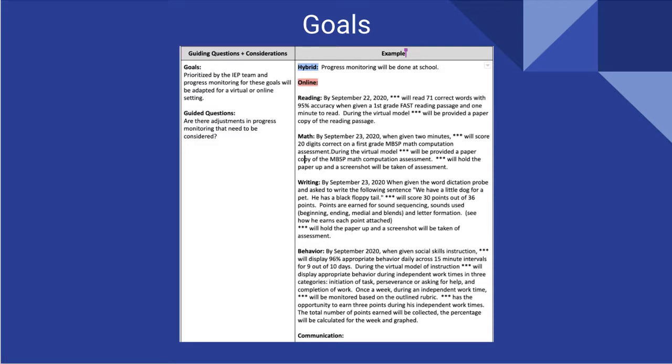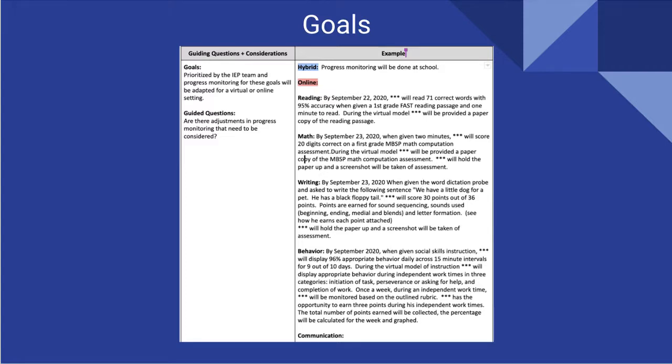Some things to consider in this section might be, how will the student have access to the materials needed for the progress monitoring? Behavior data may need to be monitored in a different way or for shorter amounts of times, such as interval recording only being taken during a short interval throughout the day. And we could also consider only monitoring on the days that the student is seen in person on the hybrid model.